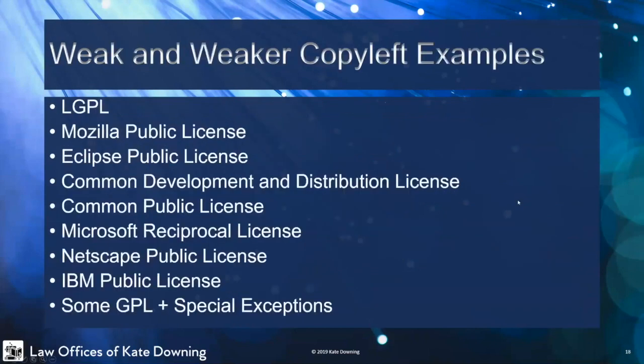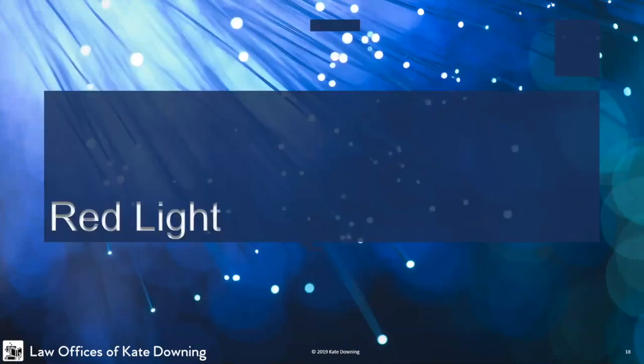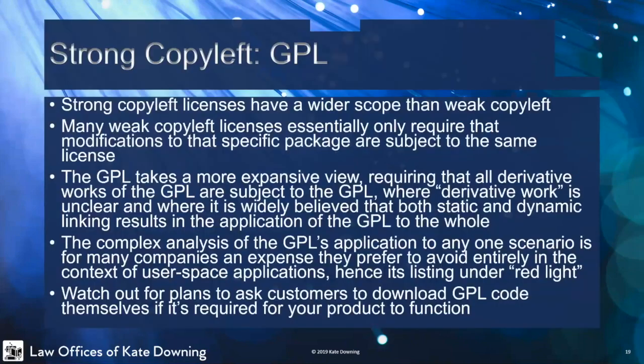Okay, so these are the weaker copyleft licenses that we talked about. So just want to leave that with you. So let's move to our red light category. Now, again, I just want to remind everybody that we're talking about red light in the context of a proprietary distributed application. These red light categories may not apply, or may not apply in this particular way, to other kinds of products. But that's the context that we're talking about here.